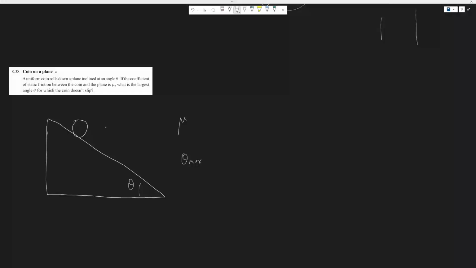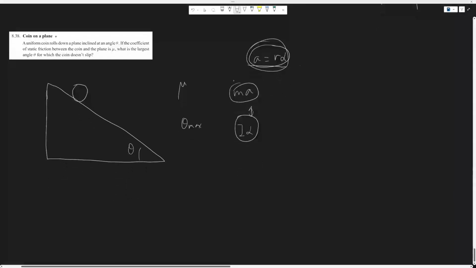When the question says rolling without slipping, we should think immediately of the no-slip condition, which is a equals R alpha. Using this condition, we'll be able to solve for the answer. We want to write out the formula for the translational acceleration and the one for the rotational acceleration, and then connect the two via this condition. Both need to satisfy it in order for the coin to roll without slipping. So let's try to do that.